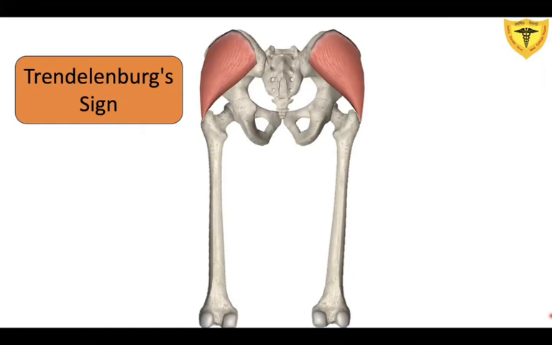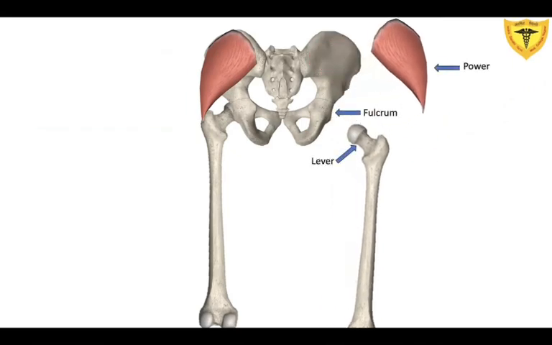Trendelenburg sign is the result of defect in the abductor mechanism at the hip, which consists of three components: power, fulcrum, and lever. Power is provided by hip abductors. These are gluteus medius and minimus. Fulcrum is the hip joint and the lever is the head and neck of femur. The defect can arise from any of these three.